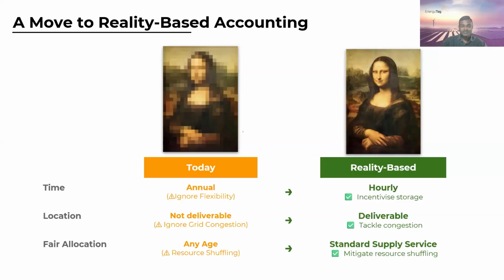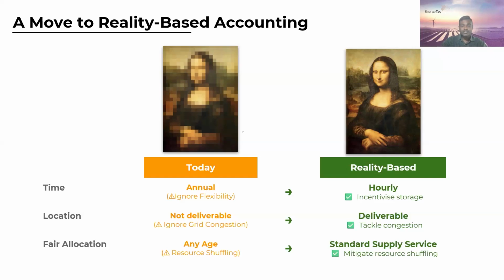The solution is further explained on this slide, which shows the difference between what's happening right now and what's proposed. In the first picture, you see the Mona Lisa, which is blurred. That's the reflection of current annual accounting methods, which do not support flexibility and completely ignore it. It does not take care of the deliverability component. It does not take into account grid congestion, and does not look into the age of the facility or resource shuffling, that kind of elements.